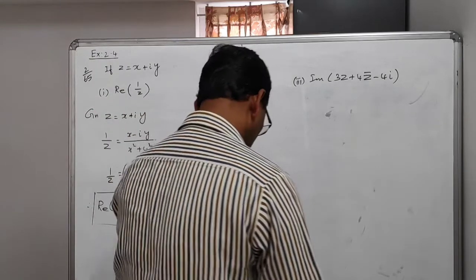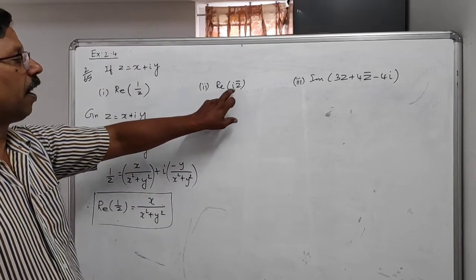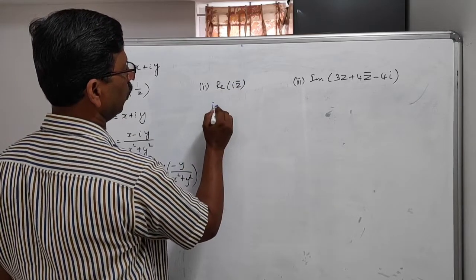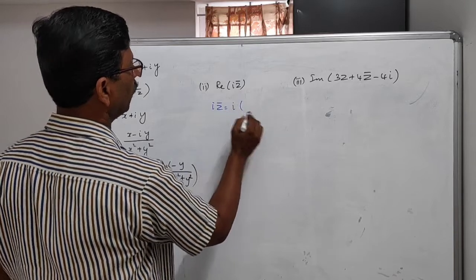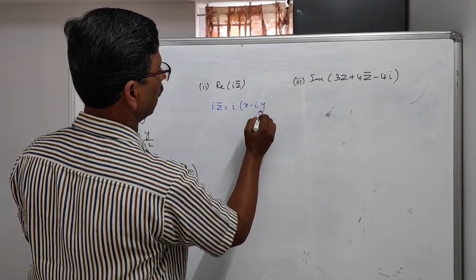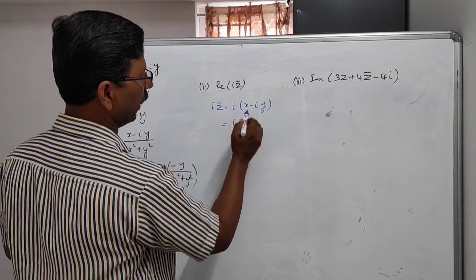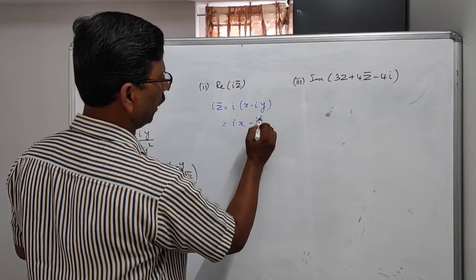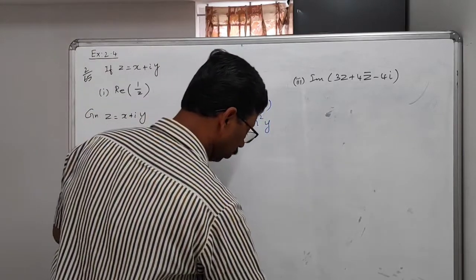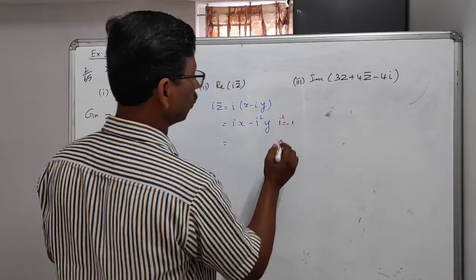Now likewise we can find out, for the second problem, real part of i into z bar. Now first let us find i into z bar. i into z bar is equal to i into, what is z bar? x minus iy. Now which is equal to, you multiply inside, you get ix, then minus i square y. Now this i square value is minus 1. Here i square is equal to minus 1.